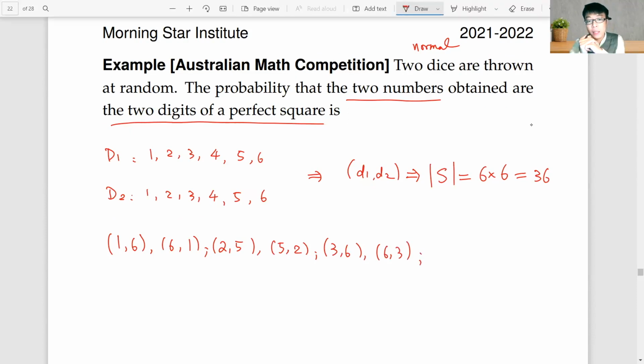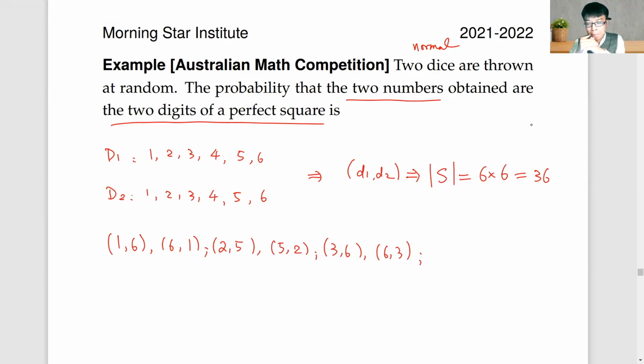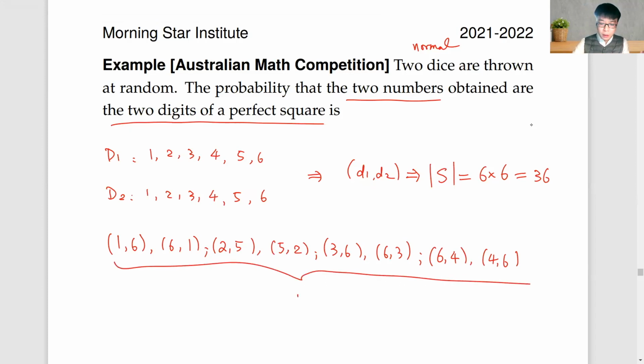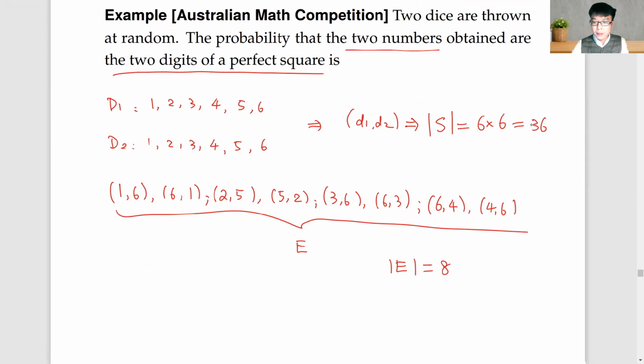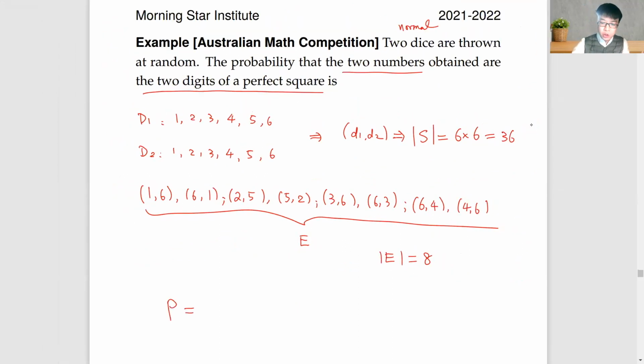4, okay, 49. 49 is not good because 9 is not possible. And in the 50s, there's no perfect square. In the 60s, 64 is a perfect square. So we can have 64 or 46. Okay, we list all cases. So this is the set E. Now we can easily see that there are 8 cases in the set E. So the probability here is just the quotient of these two numbers, valid cases 8 over total 36, which is 2 over 9. And that's the answer.